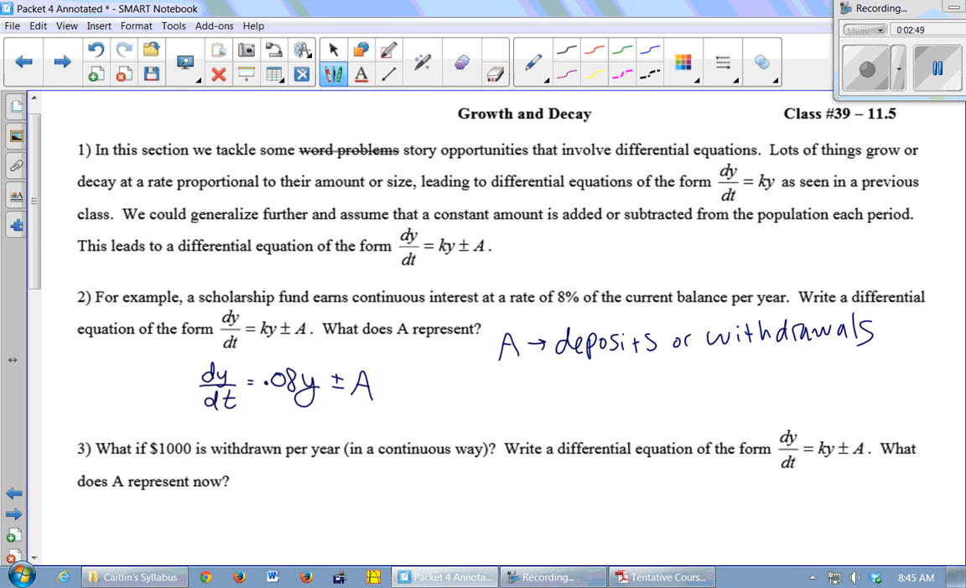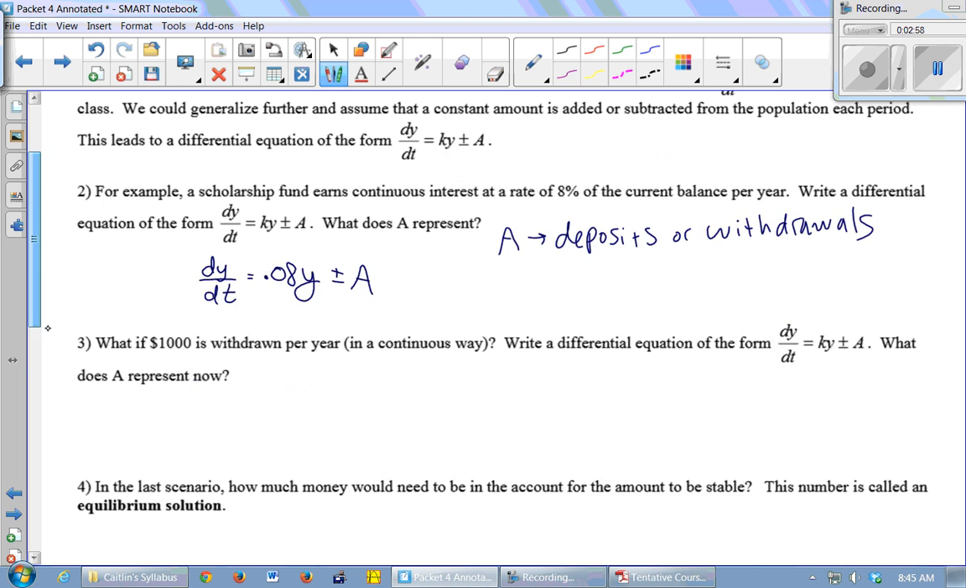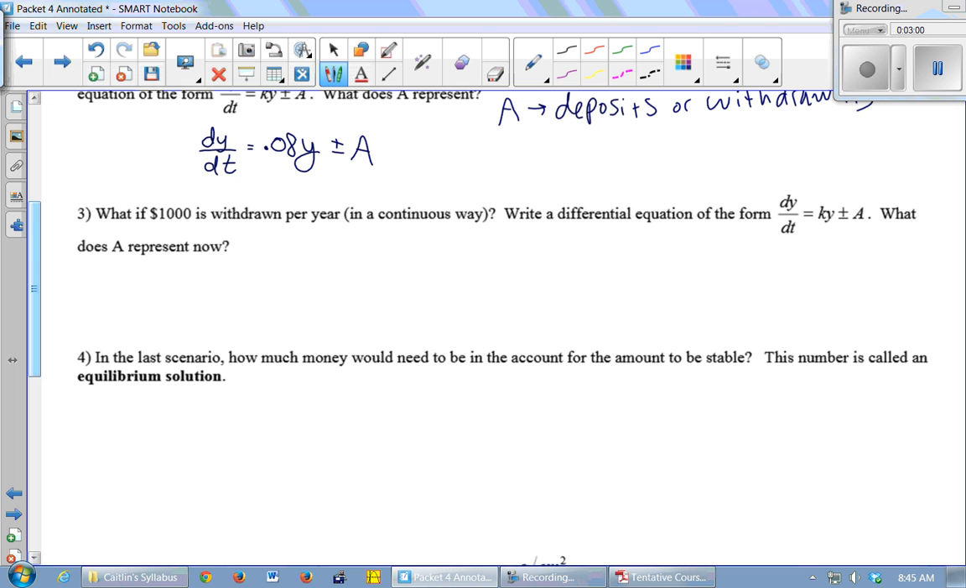Okay, so what if $1,000 is withdrawn per year in a continuous way so that we can just put it into this differential equation? So now I'm going to have dy/dt is equal to 0.08y minus 1,000. So the rate of change of the account is 8% of the size of the account minus $1,000 because we're withdrawing 1,000 each period, each year.